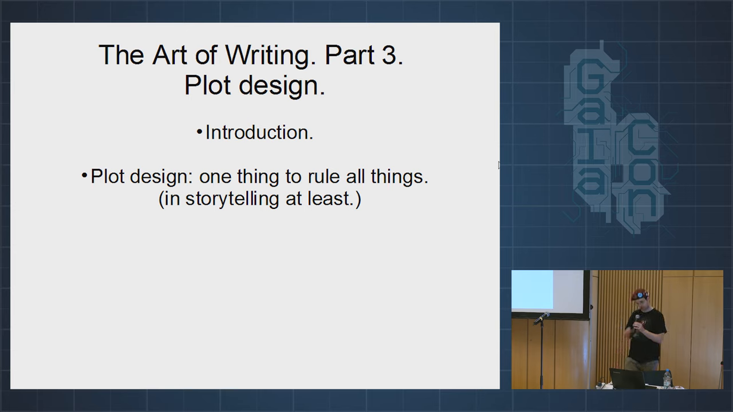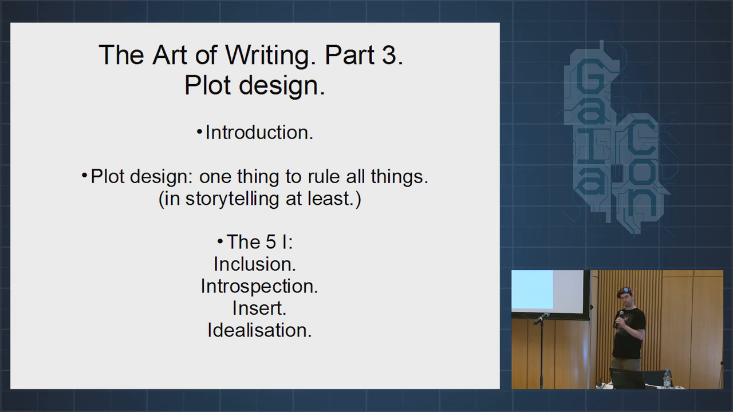I think it's the one thing to rule all things, because if you don't have a story, you don't have characters, you don't have scenery, you have actually nothing to tell anybody. We have in storytelling 5 E's. First, inclusion, introspection, insert, idealization, and idea. The most important thing is idea, because if you don't have any idea what your story is about, you don't have a story.